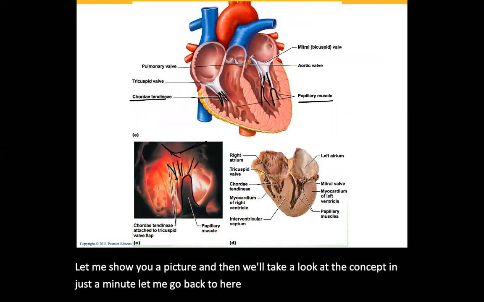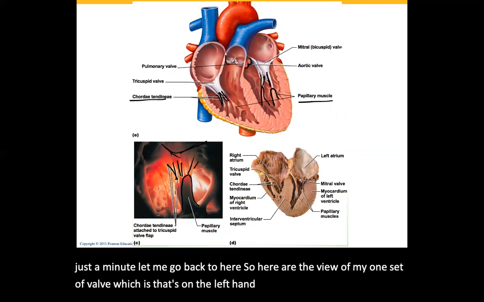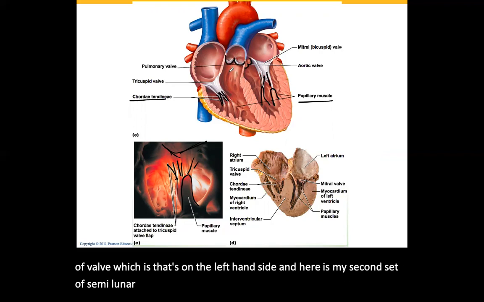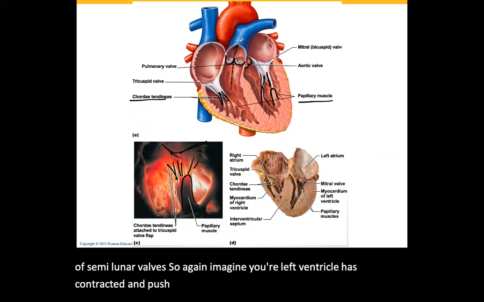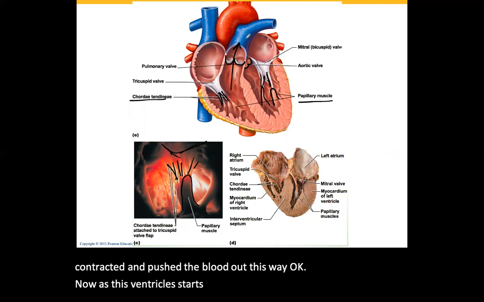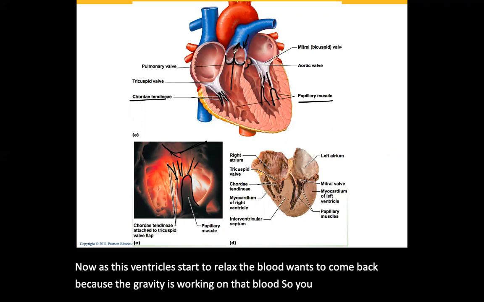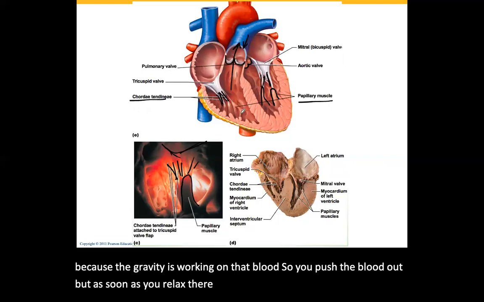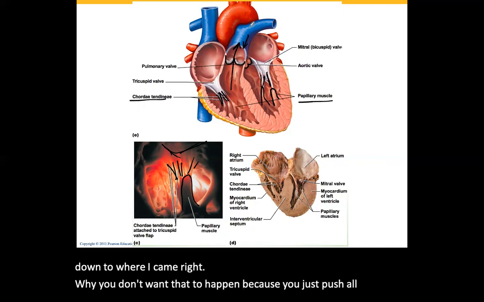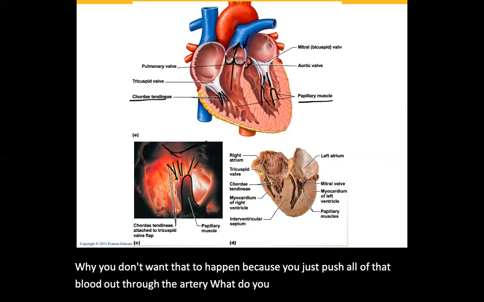So here is the view of one set of valves, which is on the left-hand side. And here's my second set of semilunar valves. So again, imagine your left ventricle has contracted and pushed the blood out this way, okay? Now, as this ventricle starts to relax, the blood wants to come back because gravity is working on that blood. So you push the blood out, but as soon as you relax the ventricle, blood says, oh, I want to come back down to where I came from, right? But you don't want that to happen because you just pushed all of that blood out through the artery. So what do you do? You engage or close your semilunar valve right here.